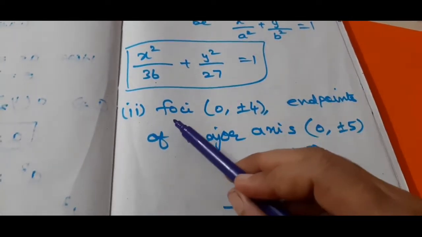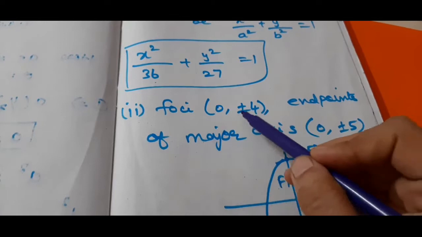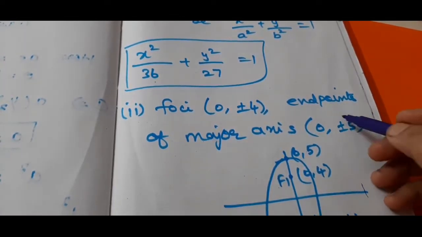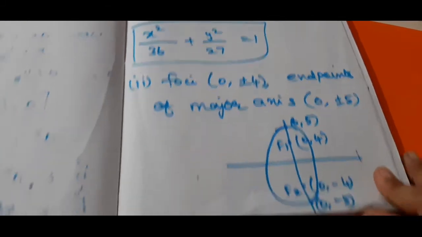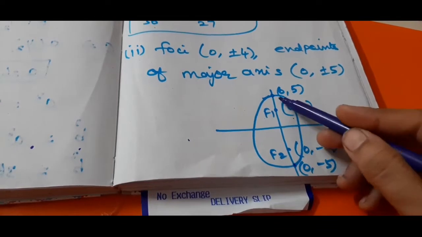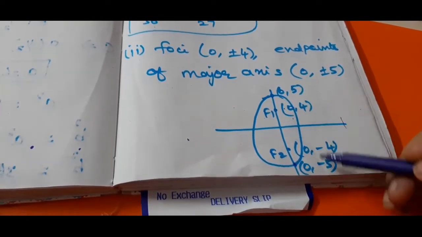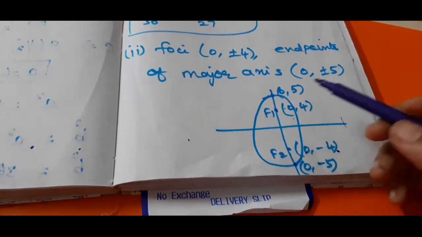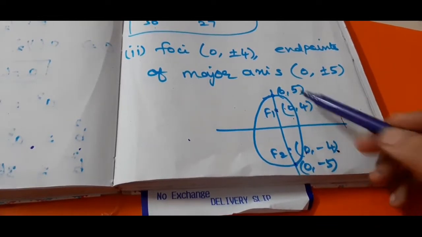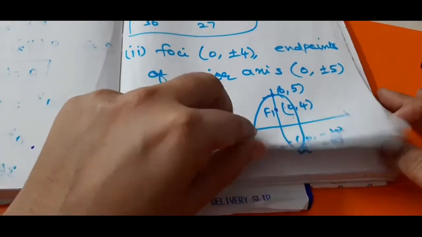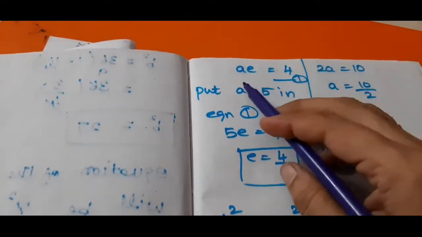Then the second case: foci is (0, plus or minus 4) and the end points of the major axis is (0, plus or minus 5). So the focus is given and the end points, that is the vertex, are given. So (0, 4), (0, minus 4) are the first focus and second focus. The end points are (0, 5), (0, minus 5). So we know that ae is 4.